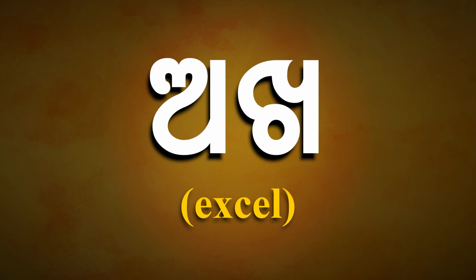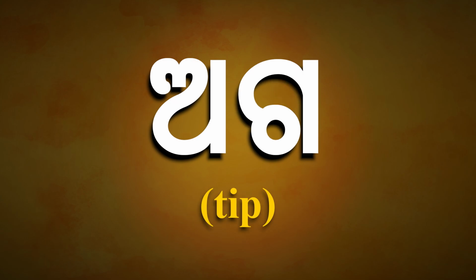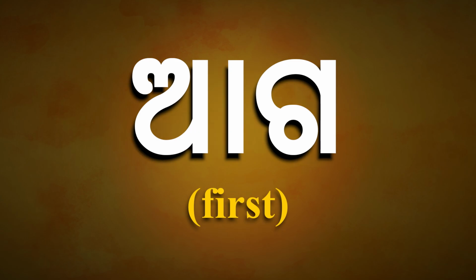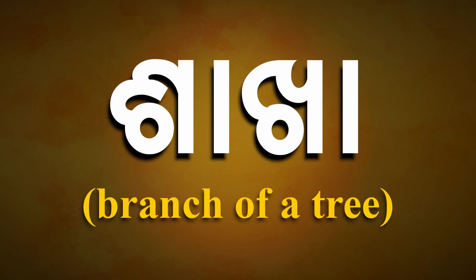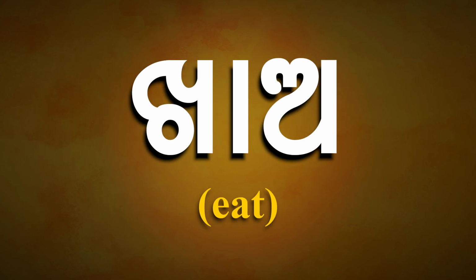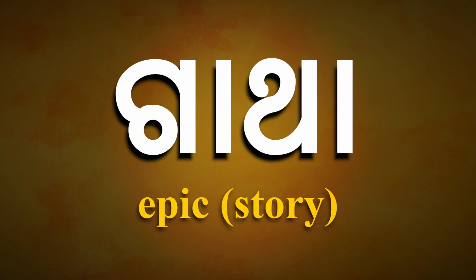Akha means excel. Aga refers to tip. Aga is a word that refers to first. Saha means 100. Now we will write some more words using the secondary symbol Akar. Sakha is a word that refers to branch. Khao means eat. Gatha refers to epic or story. Now pronounce all these words one by one after me. Please try to remember all the meanings of the word.